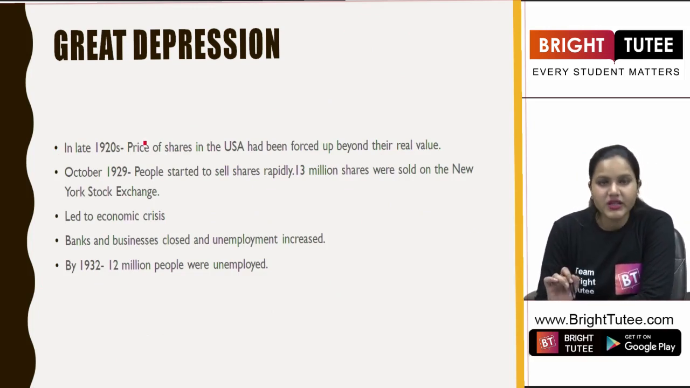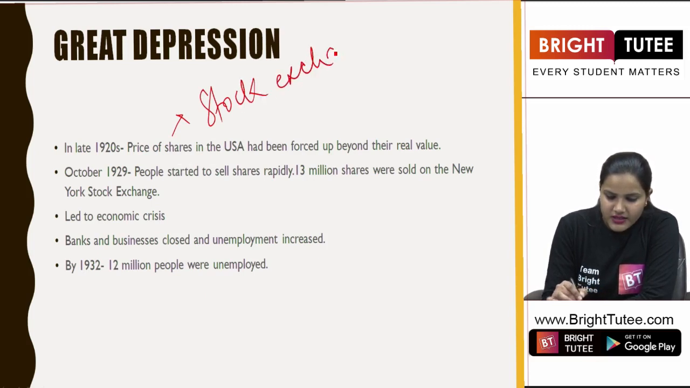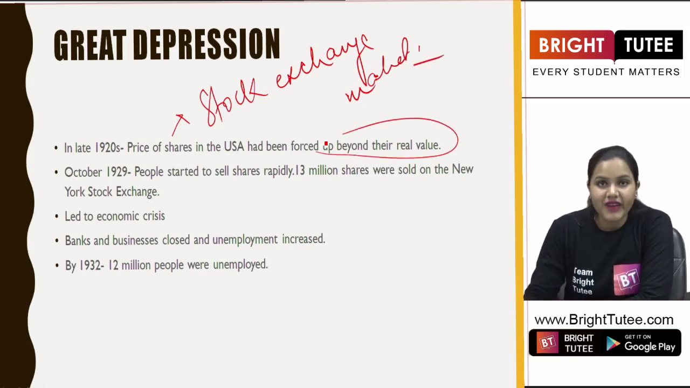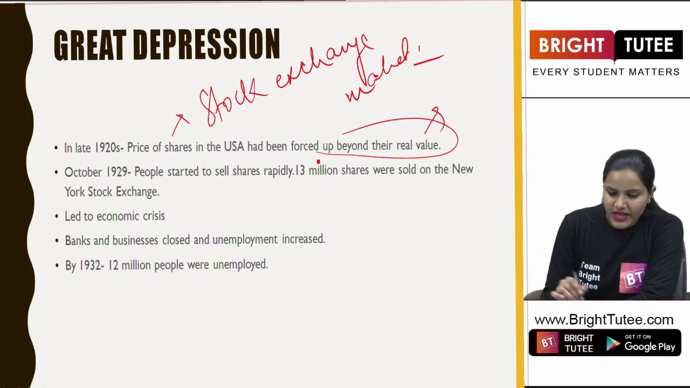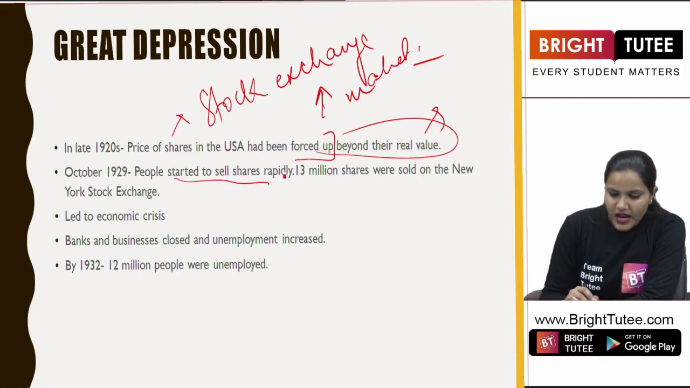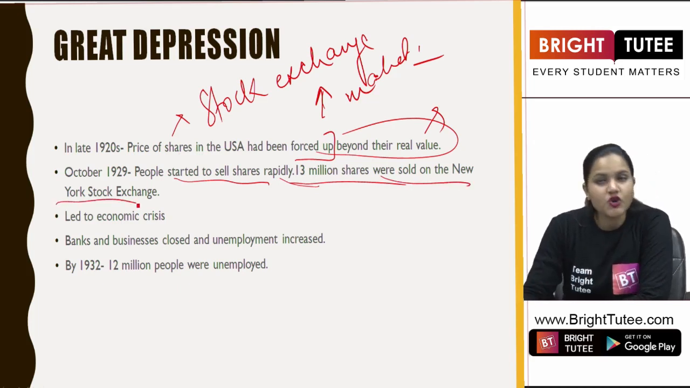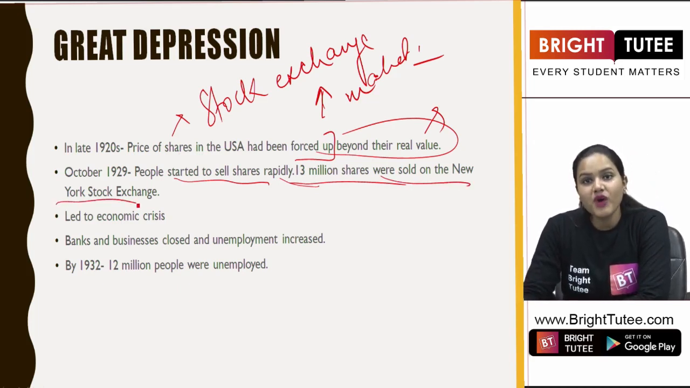Again, in the late 1920s, the prices of shares in the stock exchange market, or the share market, in the US had been forced up beyond their real value. So the real value was something else, and the prices of these shares were going up, right? So in October 1929, people started to sell their shares rapidly. Now in one day, 13 million shares were sold on the New York Stock Exchange. Now imagine, in one day, 13 million shares were being sold.